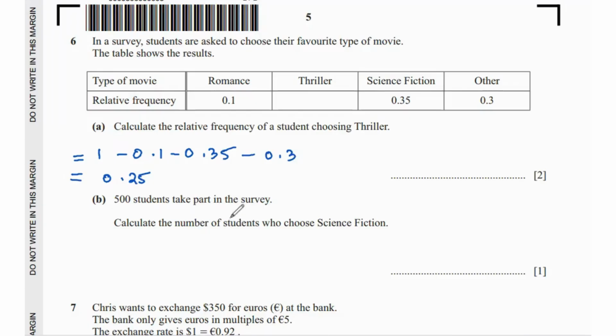Then 500 students take part in the survey. Calculate the number of students who choose science fiction. So for science fiction, it was 0.35. So we times that by 500. That gives us 175. So 175 is the number of students who chose science fiction.